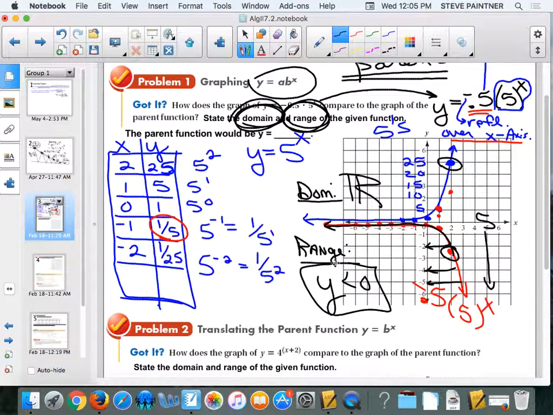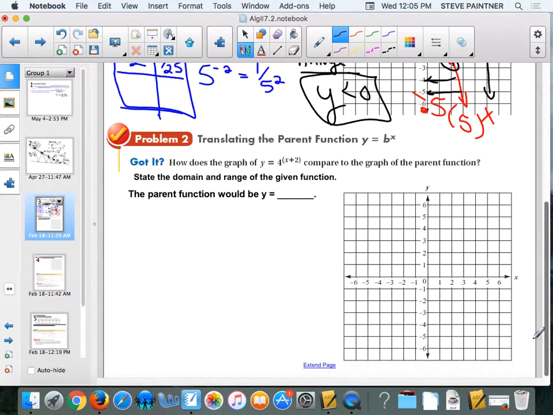Hey, this transformation stuff is weird stuff, right? You got to be careful with this. All right. Next, let's do this one. Would you please tell me the parent? Just look at the parent. Pick out the base. What's the base? 4. And whatever the base is, just raise it to the x.